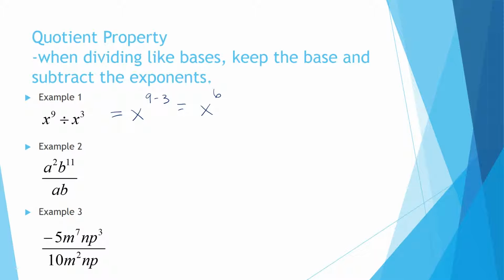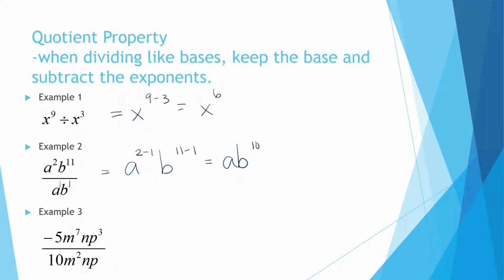For example 2, instead of using a division symbol, we have the fraction bar showing division, and we have a's being divided and b's. Well, remember the property says that the like bases are what we can divide. So a squared divided by a, there's an understood 1 in the exponent. So we'll take a and subtract 2 minus 1. For the b's, again, we have that understood exponent of 1. We'll take 11 minus 1. And we get a times b to the 10th power.